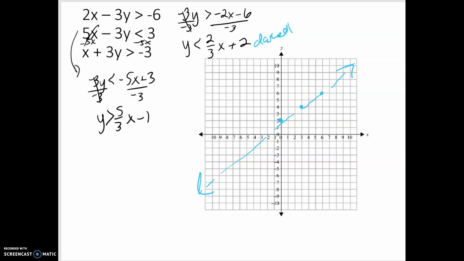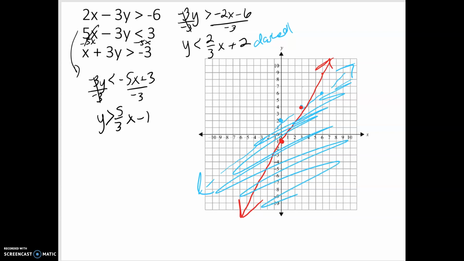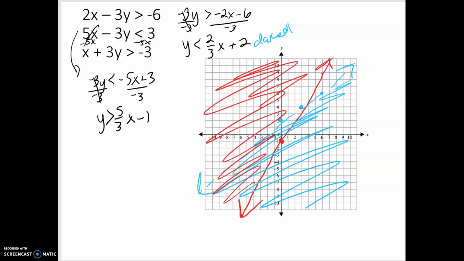So for this one, I'm starting at a -1. I'm going up 5 and over 3. Okay. Oh, I forgot to shade my first line. Okay, so my first line was less than, so below that line. My second one is greater than, so above that line.